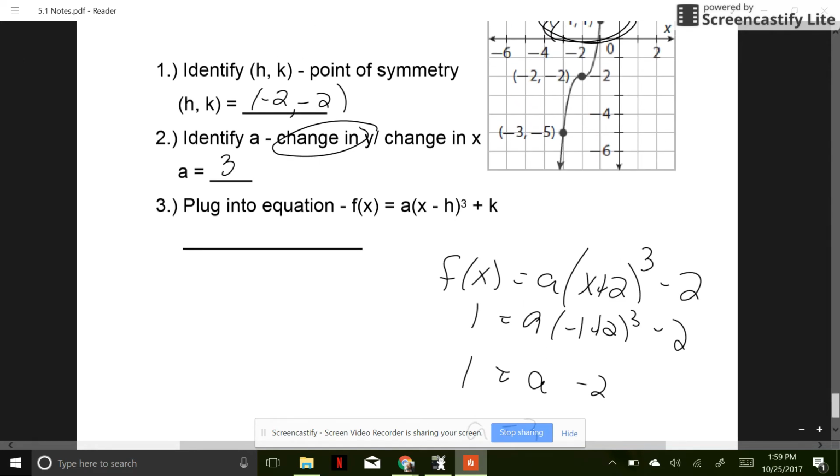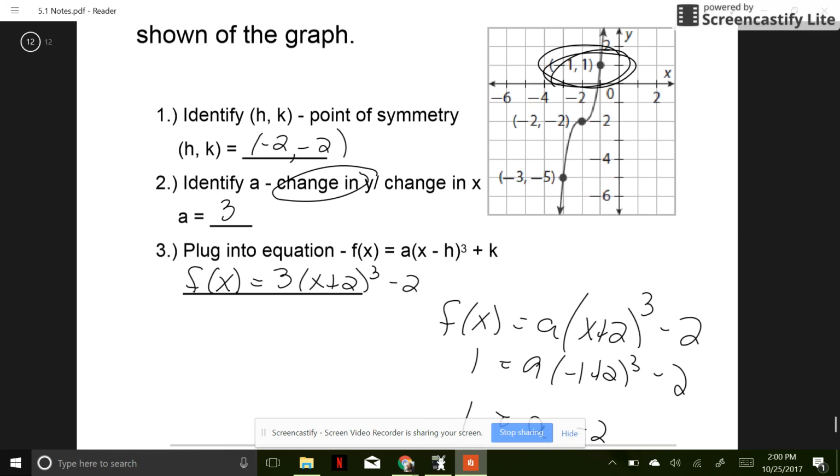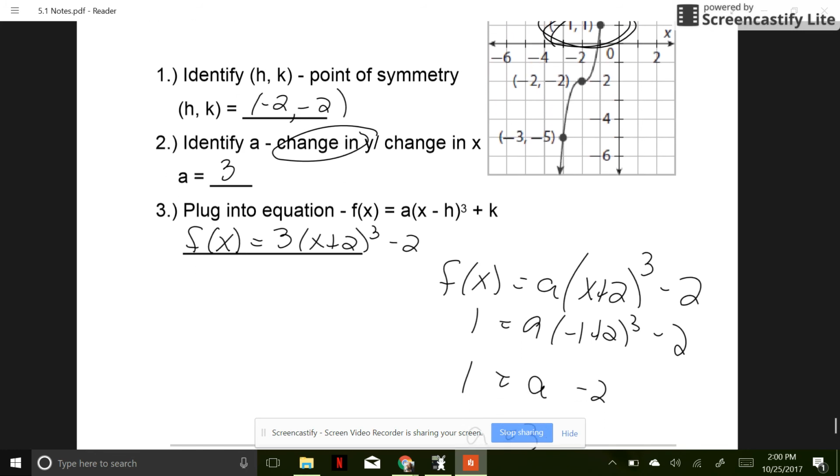So last thing we do, we put it all together into our equation. f(x) equals our a value, 3, (x - h), so minus -2, which is plus 2, cubed, -2. And that's how we find the equation based off of a graph with some of the reference points.